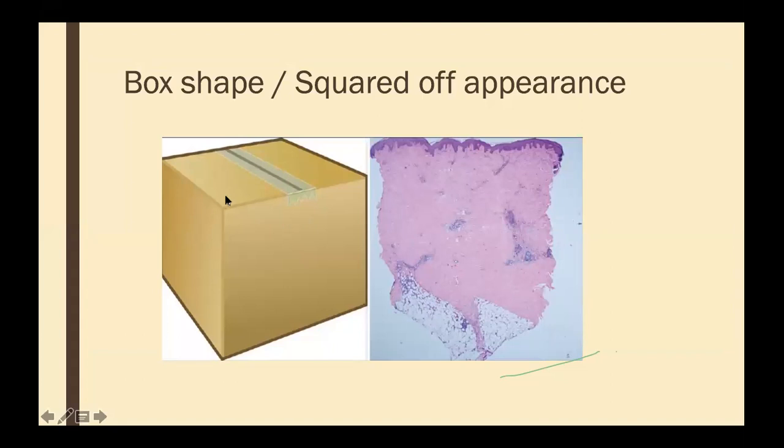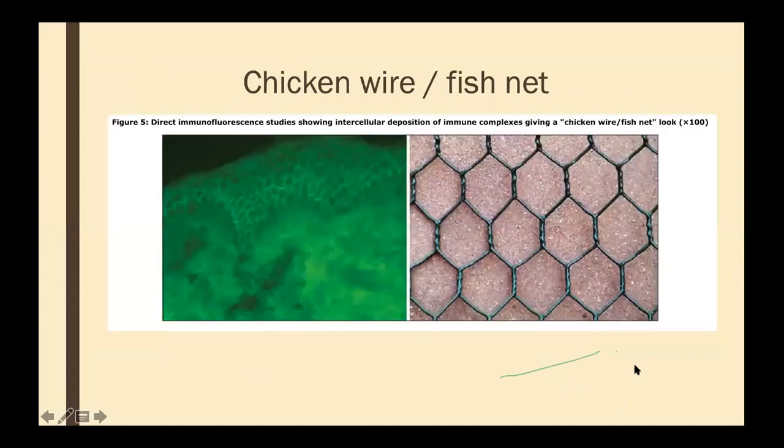What do you think? Absolutely right, morphea. That is correct. Morphea, see, it's like a compact box-shape. Okay. Chicken wire or fishnet. And that's mainly, as I was just telling you a little bit about the diagnosis, an intercellular deposition of IgG and C3 between the epidermal cells. Yes, absolutely right. It's pemphigus vulgaris.